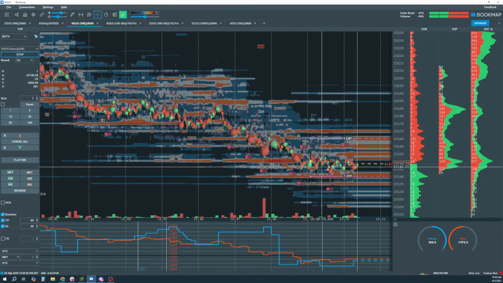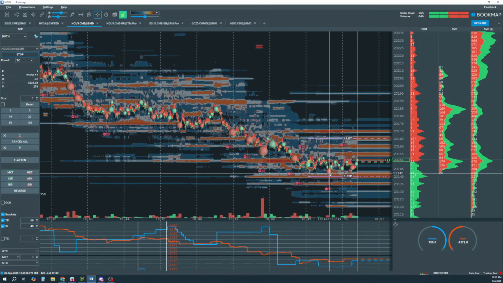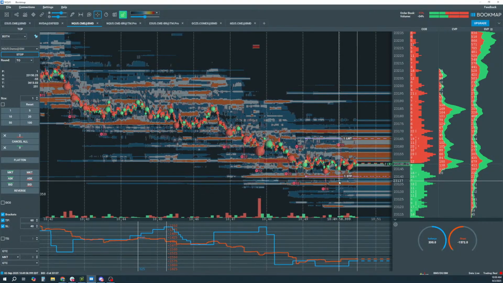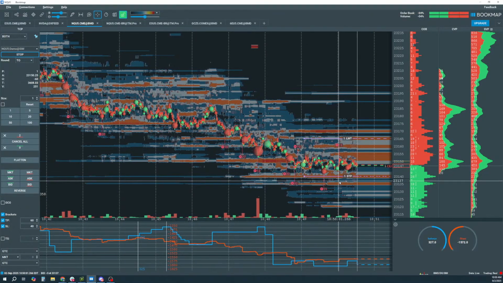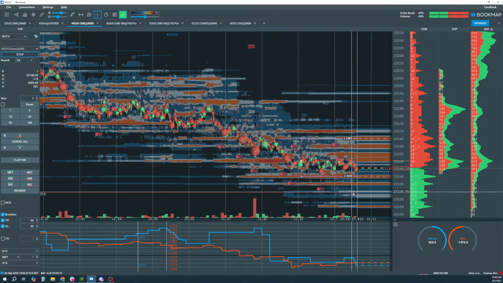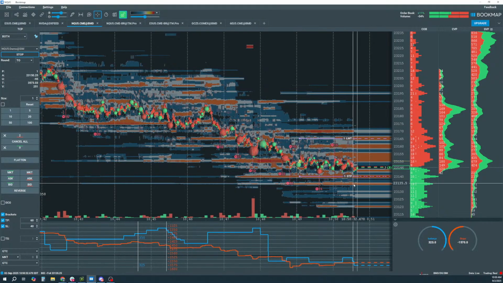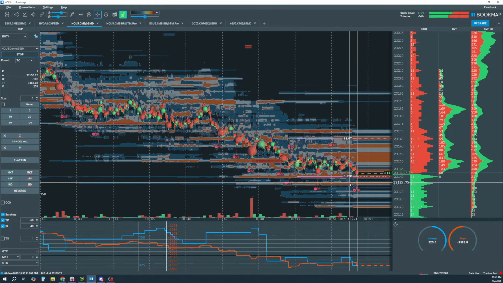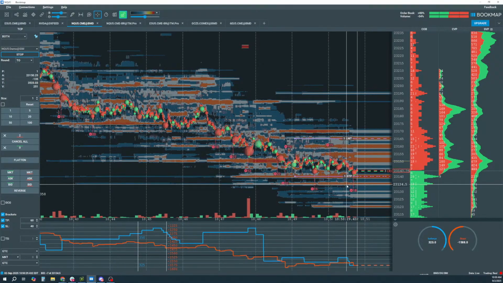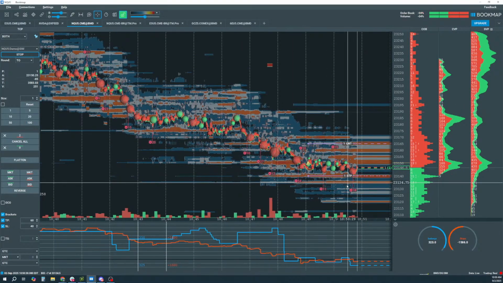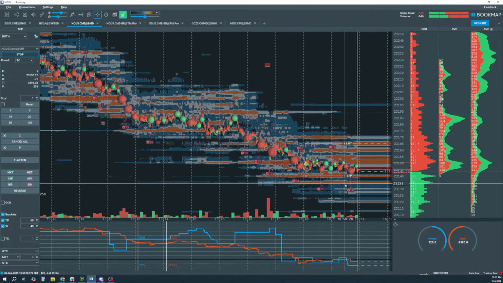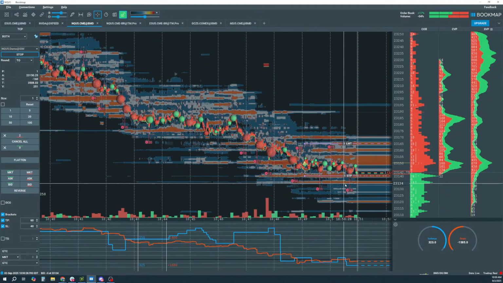So we just got this kind of flat move here so far. And that might be it. And that's all we get out of it. Yeah, that's all we're going to get out of it.